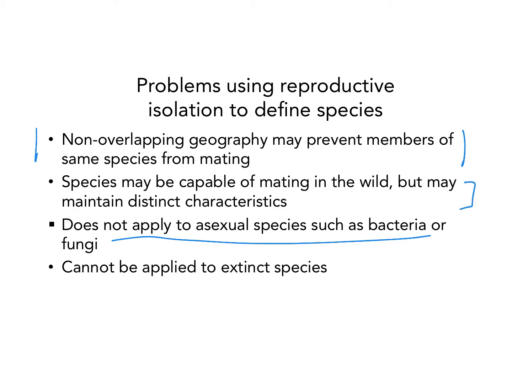So that can be problematic with defining species based on that concept. Then again, you can get some mating in the wild, but still maintain very distinct characteristics that make you think that morphologically they are reproductively isolated. And then finally, how do you check to see if extinct species were able to intermingle and interbreed?